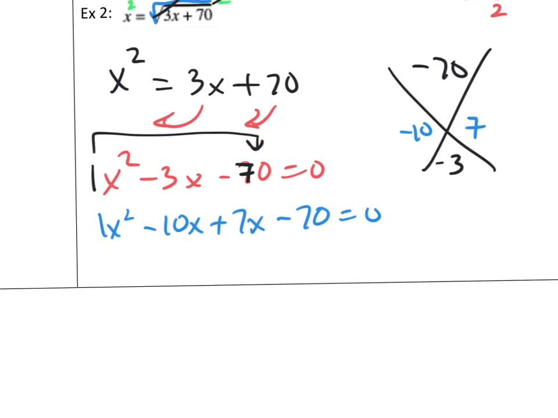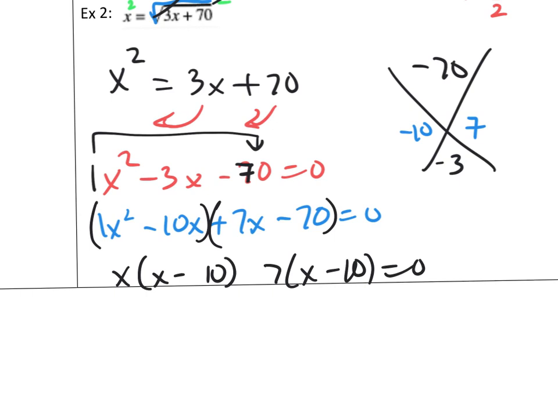Ooh, I like this one. It's always so much nicer when it factors. Grouping. Pull out x to get x minus 10. And pull out 7 to leave you x minus 10 equals 0. Take each piece from here. x plus 7 times x minus 10 equals 0.